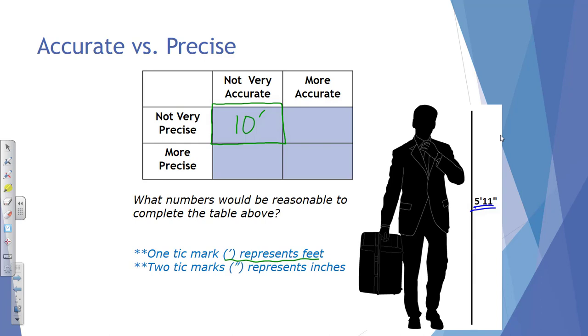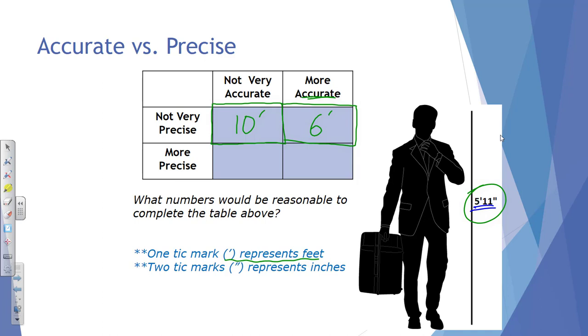Now, we could get more accurate. We could keep the same precision and say we're only measuring him to the nearest foot, but we'd be better off saying that he's 6 feet tall. Now, that's not that far off. He's actually 5'11", so we're only about an inch off here with our 6-foot measurement, and so we've gotten more accurate.